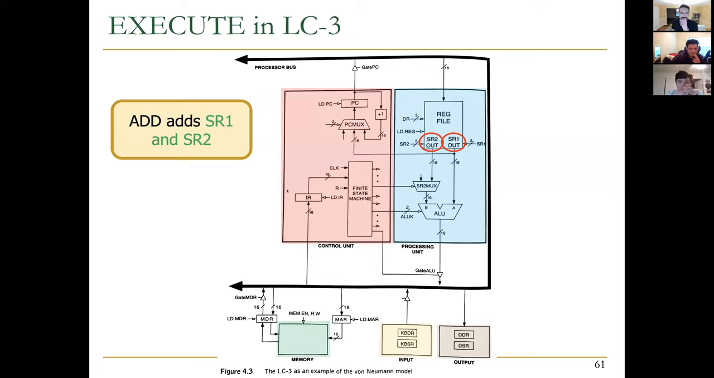Think about it. For ADD, how many operands do you need? Two, right? So you need both of them, SR1 and SR2. So in this case, basically this finite state machine takes care of it. It enables this, so this SR2 would go to the ALU and this addition would happen as a result. And once these two values get added together, the output would be written to the bus as a result.